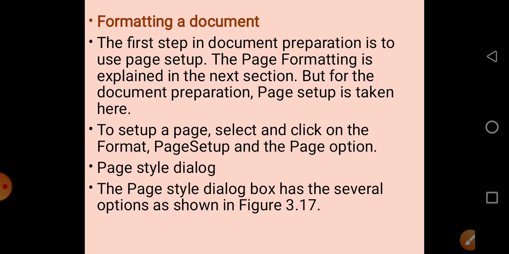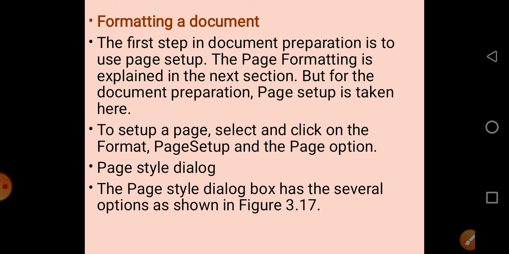Formatting a document. The very basic step in formatting a document is page setup. You have to first set up the page, because when you type a document you naturally have to take a print of it. So first you have to set up the page as you wish. To set up a page, select Format, then Page Setup, and the Page option. Now we are going to go on with the Format menu.